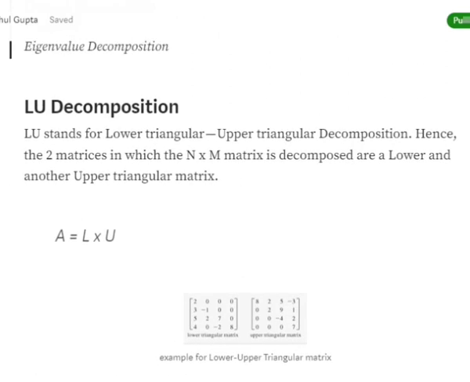LU decomposition is one of the most famous matrix factorization techniques, where L stands for lower triangular and U stands for upper triangular decomposition. So it gives you an idea of what the two matrices are into which the original matrix gets decomposed. The original matrix gets decomposed into two matrices.